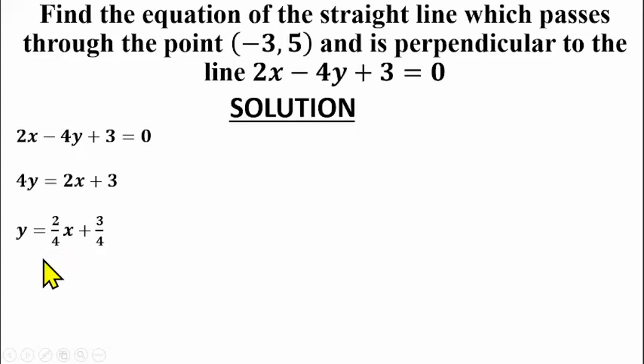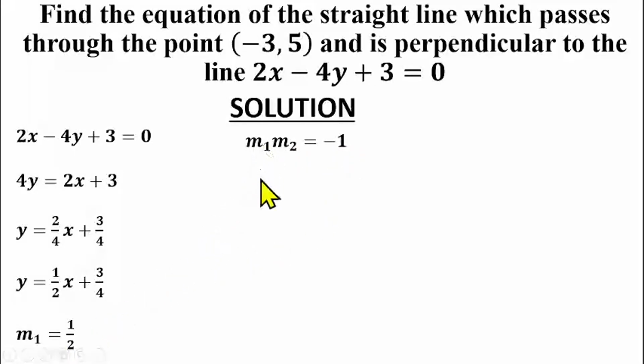That will give us 1 over 2. So we have y equals 1 over 2 x plus 3 over 4. In this case, the gradient for this straight line will be 1 over 2. So our m1 is 1 over 2. And the condition for perpendicularity is that m1 times m2 must be equal to minus 1. Don't forget that.